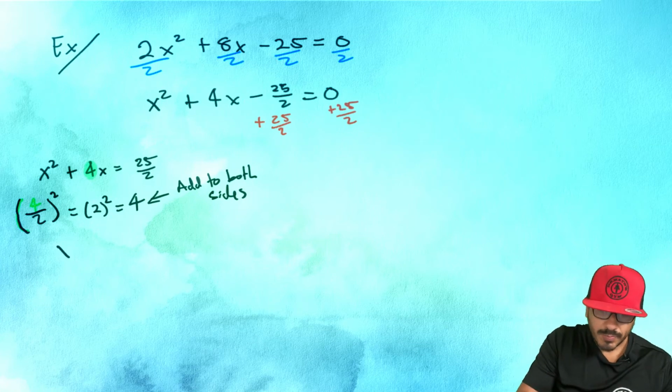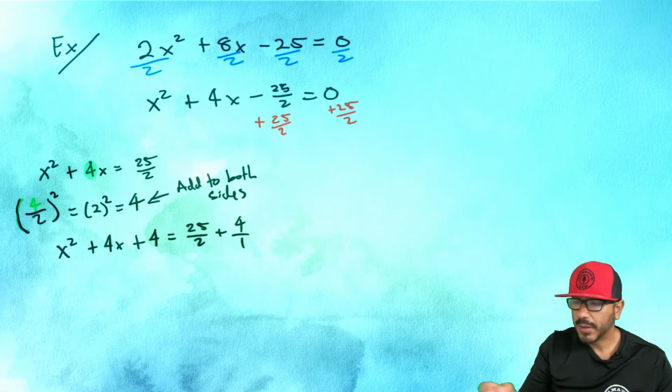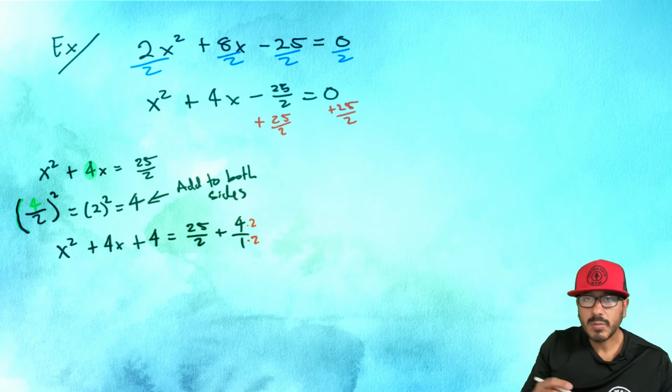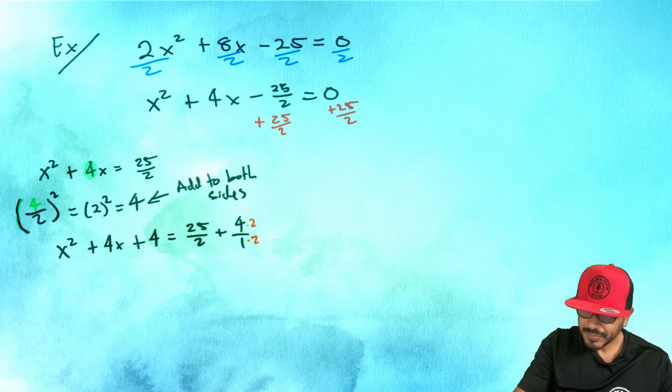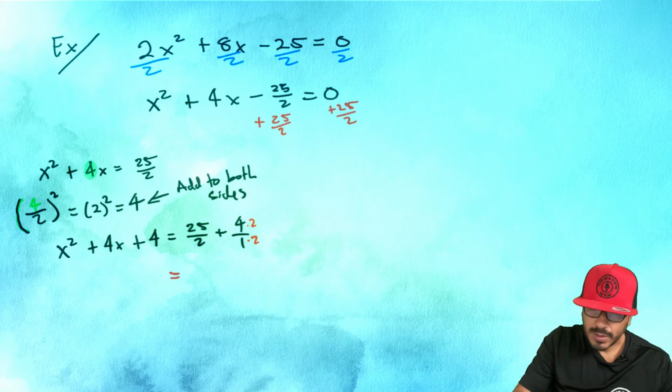So let's go x squared plus 4x plus 4 equals 25 halves plus 4. And why not put 4 over 1? So if you want to do that, run that in the calculator, simplify it. Or let me just do it by hand real fast. Multiply top and bottom by 2 because we want the least common denominator. So this is going to give me 8 over 2. All right. So we're going to end up with 33 over 2. So let me write that down. We're left with 33 over 2.